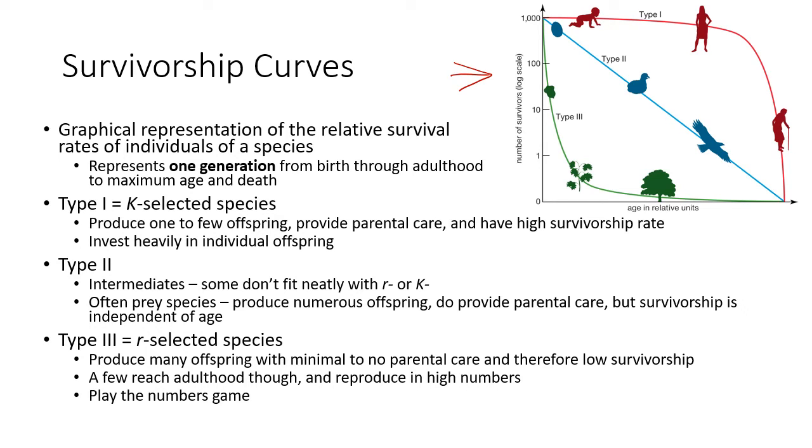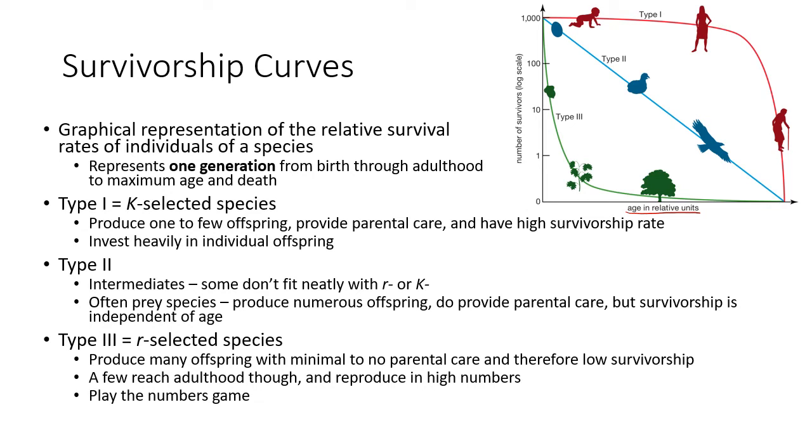This represents one generation from birth through adulthood, and it's on a logarithmic scale, okay? And it's showing the relative proportion of individuals in that generation. Okay, so if we start off with 1,000 humans in a generation, or if we start off with 1,000 birds or 1,000 trees, all right? And we're tracking them through that generation, so their age in relative units.